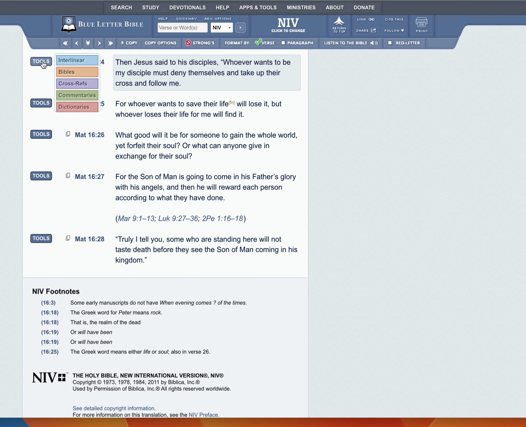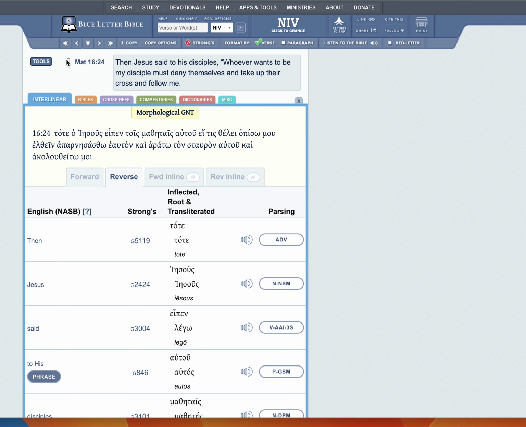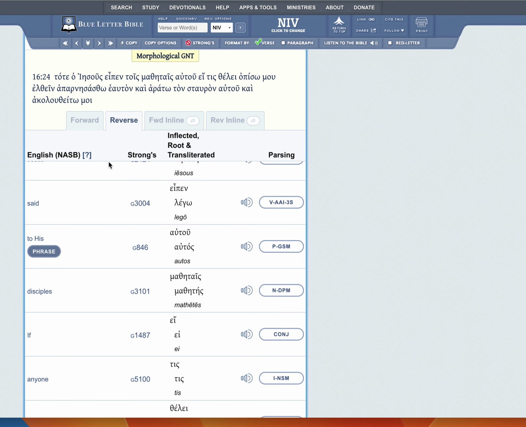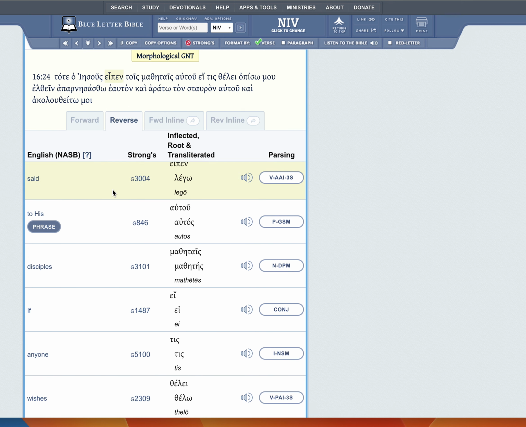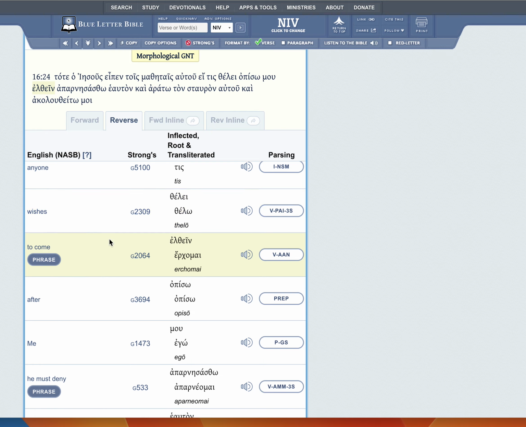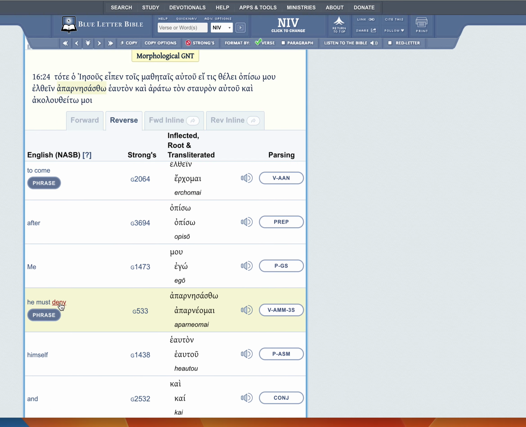So that could be sort of the concept, but how do we know biblically that's the concept? Well, there's some tools here. You click on tools and you click on interlinear. And then you have to find the word. This is showing us kind of what it looks like in the Greek. You find the word that you want to study. So this is a phrase, he must deny. And then you click on what's called Strong's number.